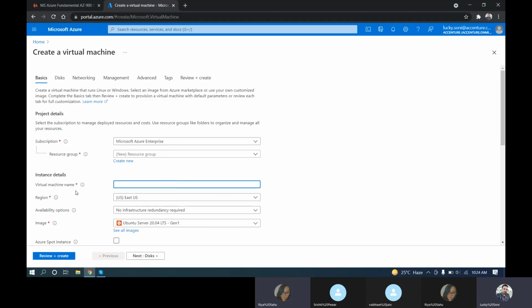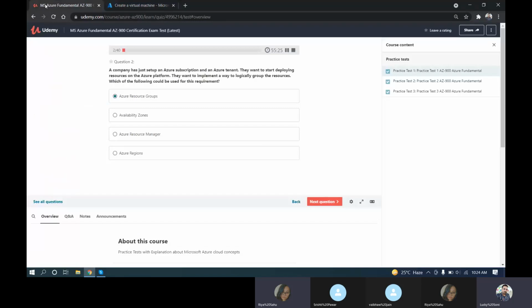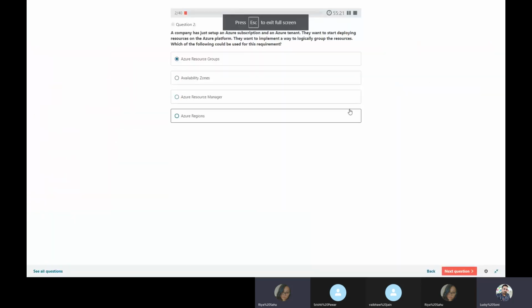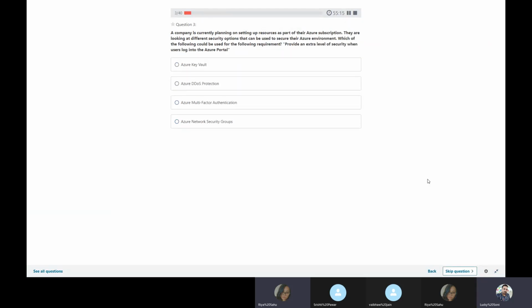So virtual machine is one kind of resource. For binding the virtual machine, you are supposed to have this virtual machine under the resource group only. Resource manager has a different scenario. We have just seen yesterday, but we are going to see it again, so you will get much more visibility about it. But the grouping of resources logically will come from the Azure resource groups only. Okay. Question number three, please.